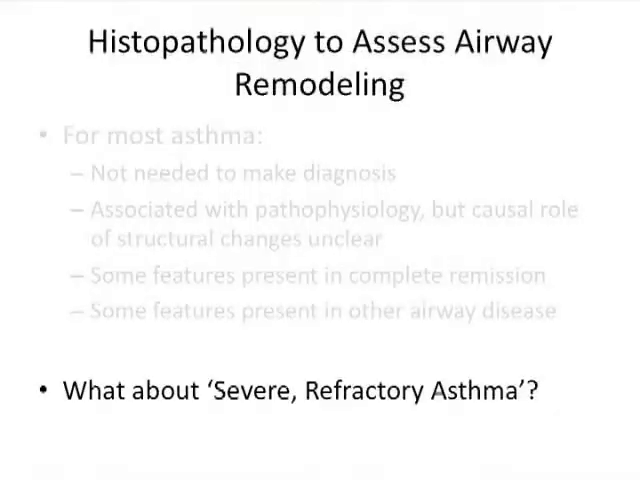Okay, but there is a 10% solution. There is a potential role that I want to discuss now for histopathology to help evaluate and think about severe refractory asthma. There are numerous synonyms to describe the fact that 5 to 10% of asthmatics are difficult to control, don't respond as well to available drugs, and continue to have signs and symptoms.